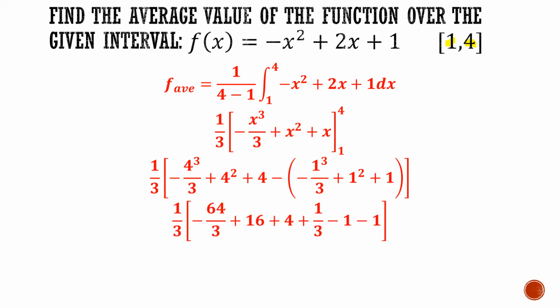So cleaning that up, I get 1/3 times negative 64 over 3 plus 16 plus 4 plus 1/3 minus 1 minus 1. And cleaning that up some more, I get 1/3 times negative 21 plus 20 minus 2, which simplifies out to be negative 1.